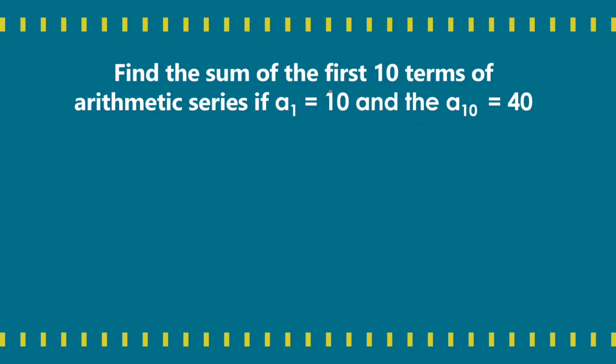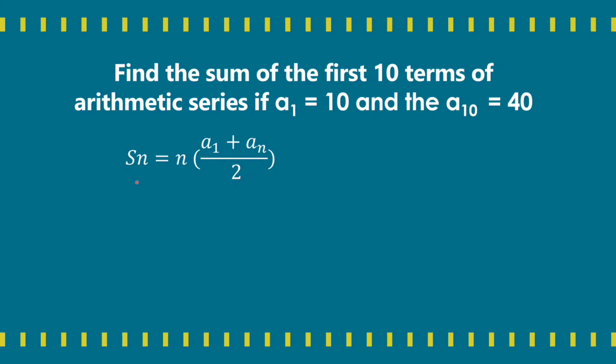For the first example: find the sum of the first 10 terms of an arithmetic series if a sub 1 is equal to 10 and a sub 10 is equal to 40. In analyzing the question, the first term is given and the 10th term is given, so we are using the first formula, which is S sub n is equal to n, open parenthesis, a sub 1 plus a sub n, all over 2, close parenthesis.